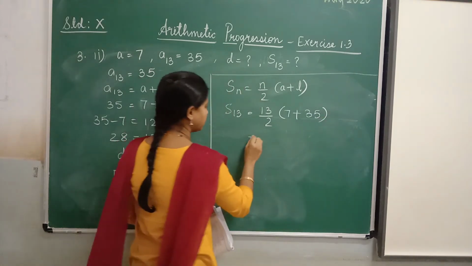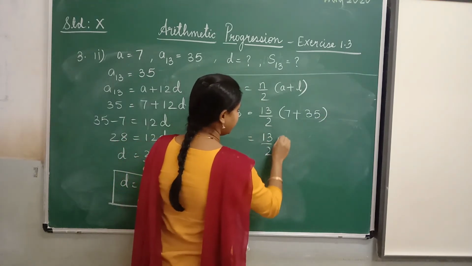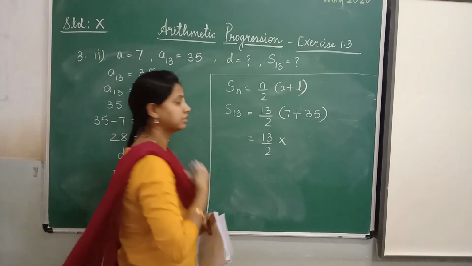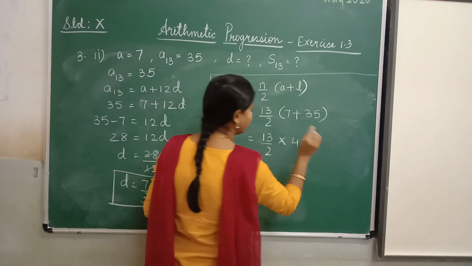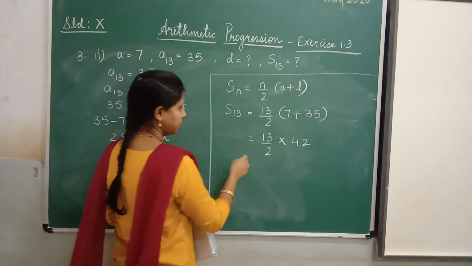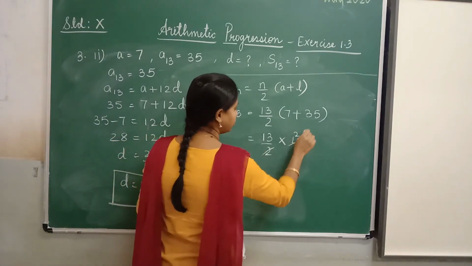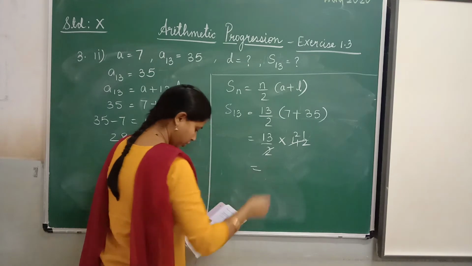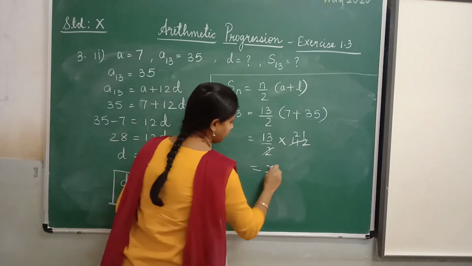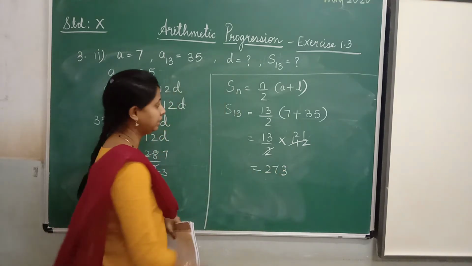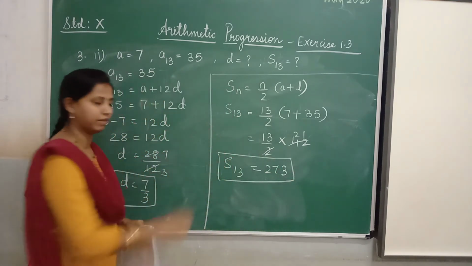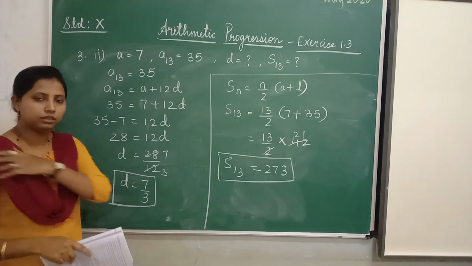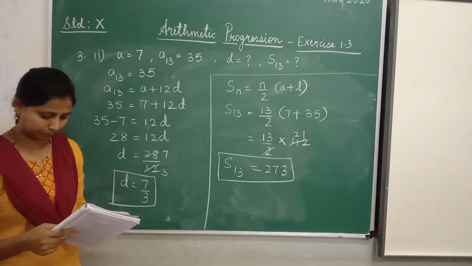Okay. So 13 by 2 into 7 plus 35. 7 plus 35 is nothing but 42. Okay. Now simplify. 2 ones are 2, 2 twos are 4, 2 ones are 2. So 13 into 21. 13 into 21 gives you 273. So this is the sum of 13 terms, 273. Okay children. This is the way you have to solve it.